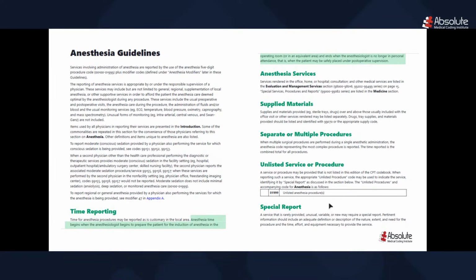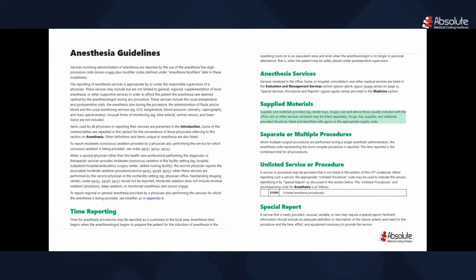And let's move on to the next one. Next is about reporting the supply and material. So the supplies such as sterile trays, the drugs, disposable, may be only billed separately when they are above and beyond what is normally included, which simply means that routine supplies are not coded separately and they are bundled.